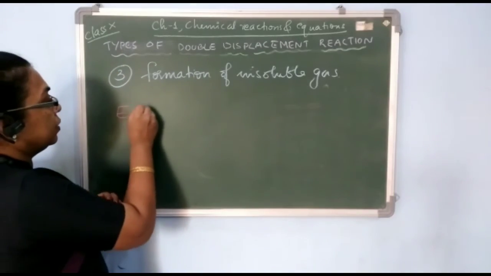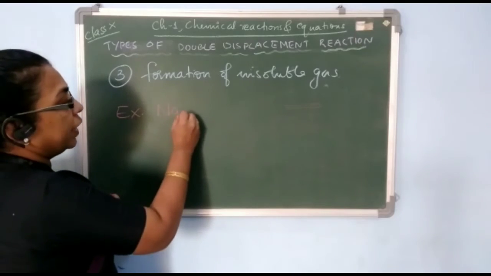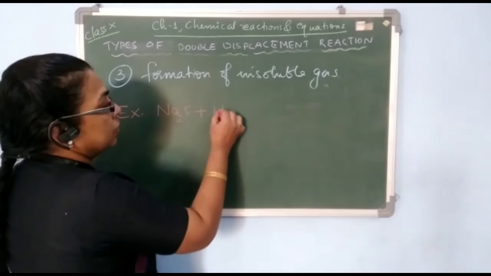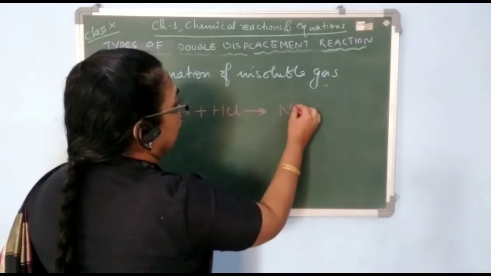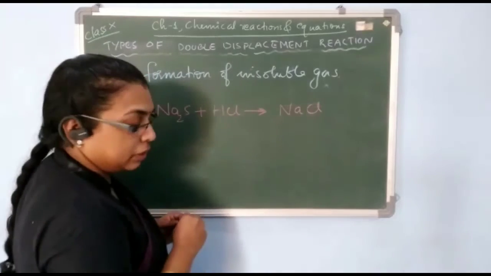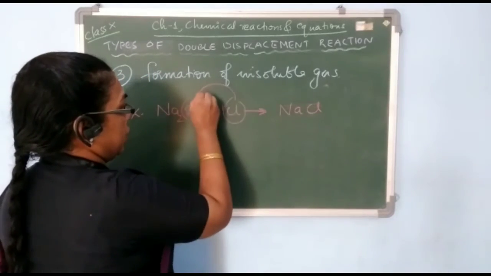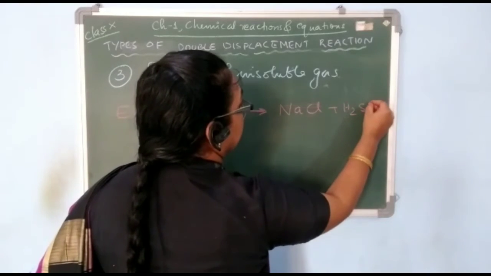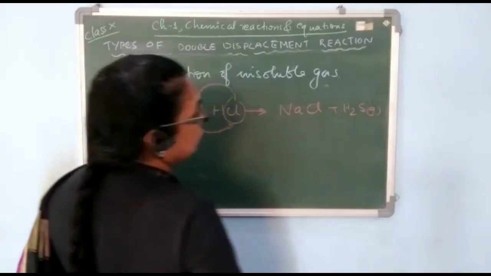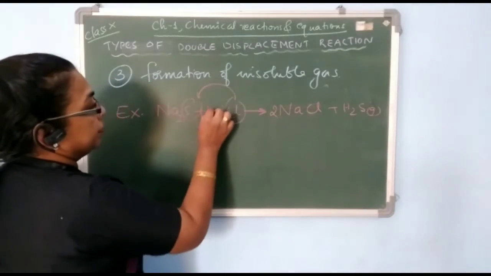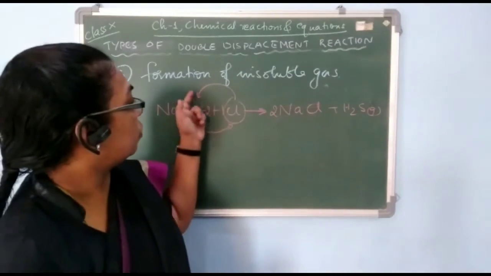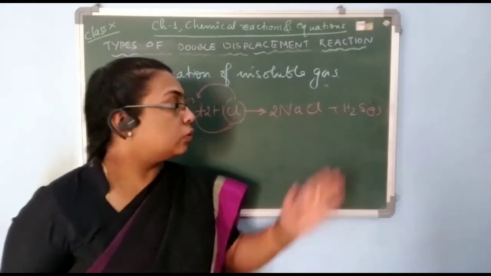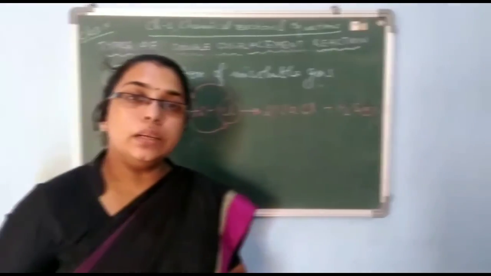Example for this is sodium sulfide. Usually this happens with the metal sulfide. It combines with HCl. We will get NaCl plus H2S, and this H2S is the gaseous product. Clear? So one of the products here, the H2S, is the gaseous product which is formed. So this is also a type of displacement reaction.